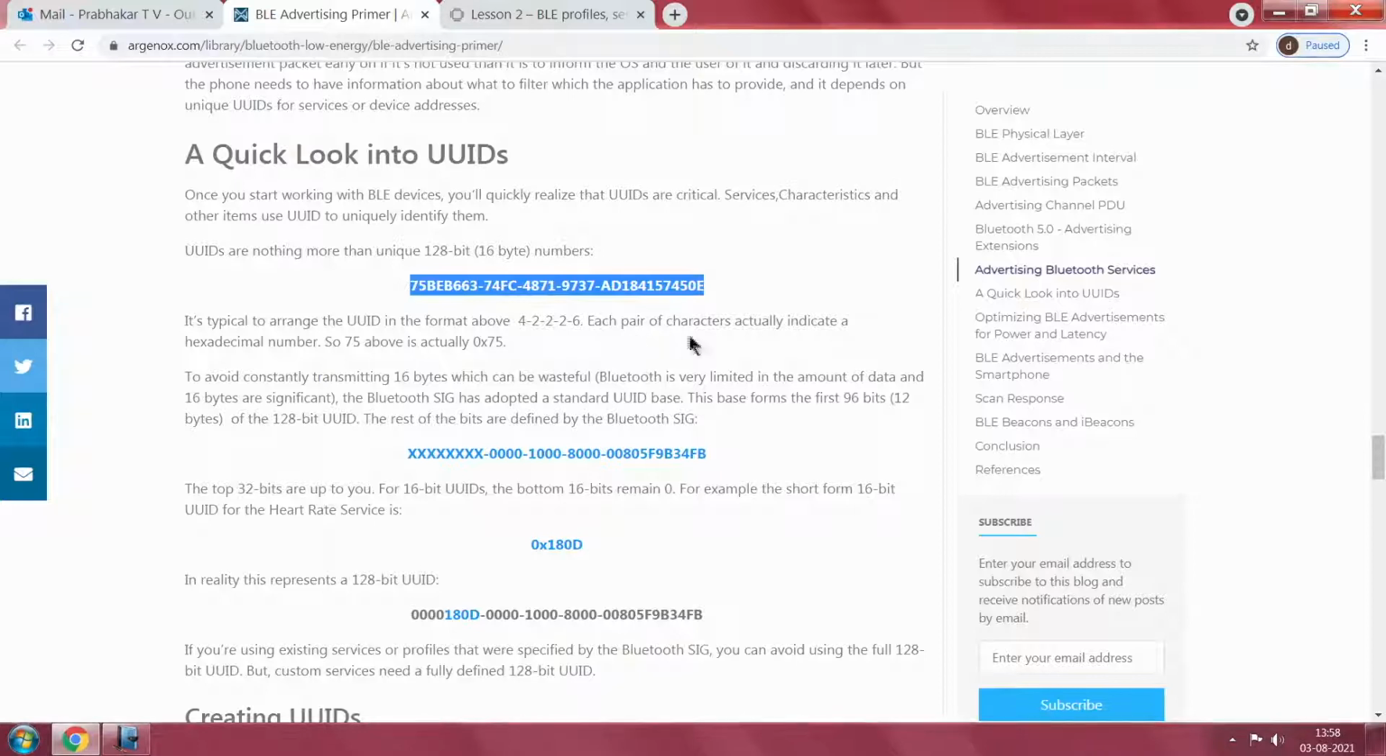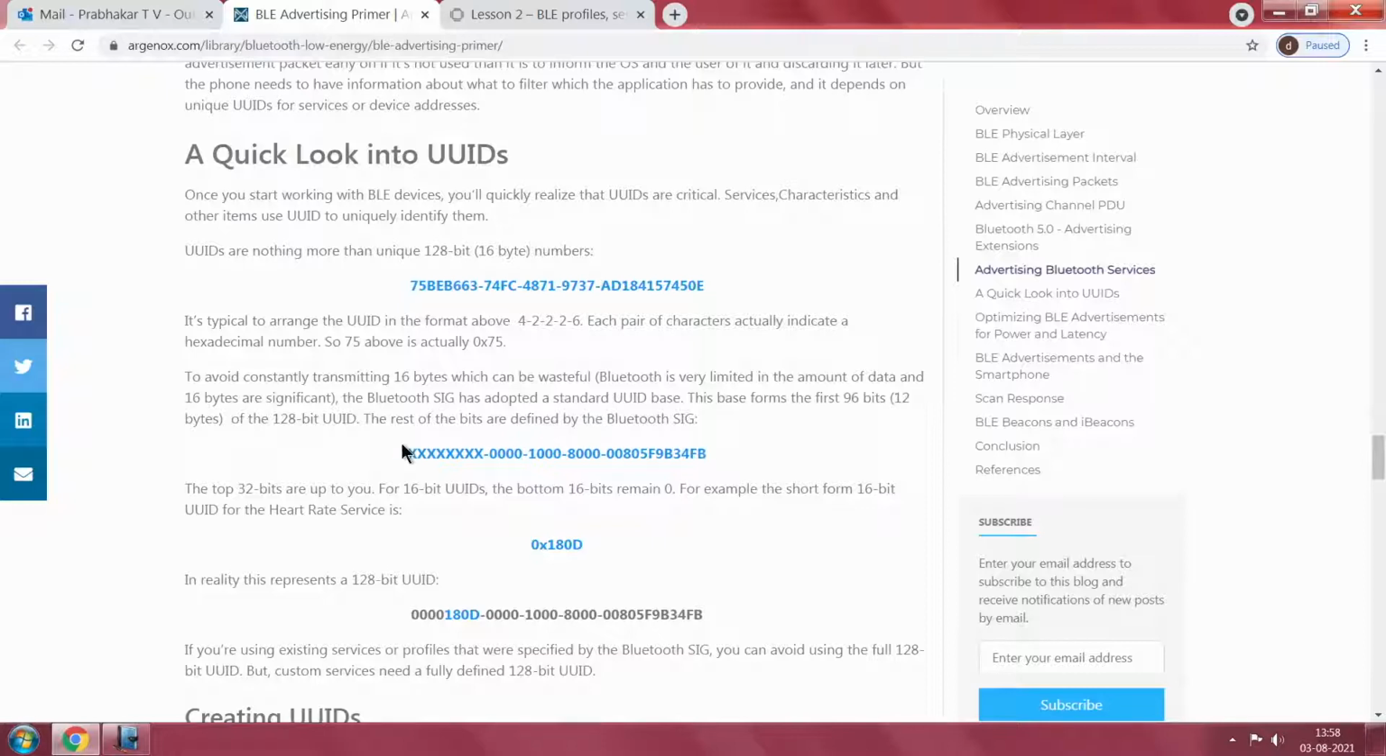Each pair of characters actually indicates a hexadecimal number. So you can think of an example like this, 75 is actually nothing but hex 75. You take this number here, this is hex 75, then you have this hex BE and so on and so forth. So it is just one way of one notation there.